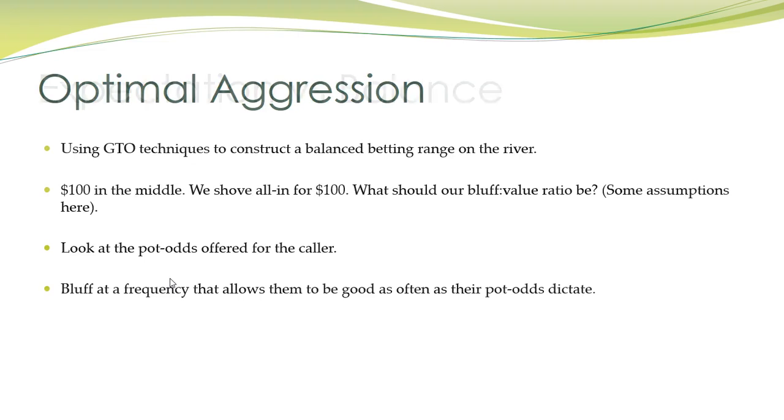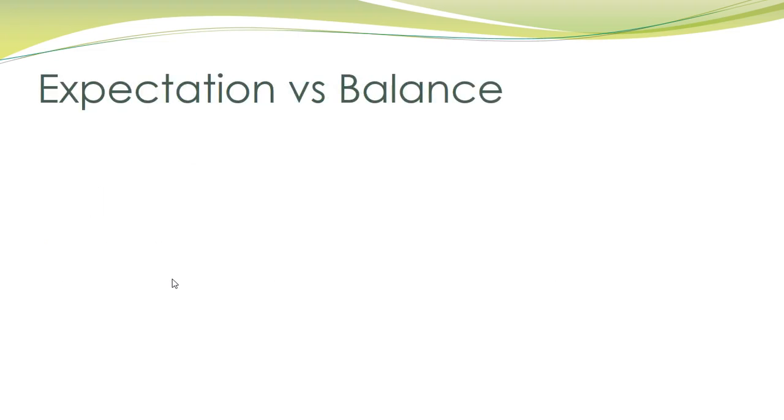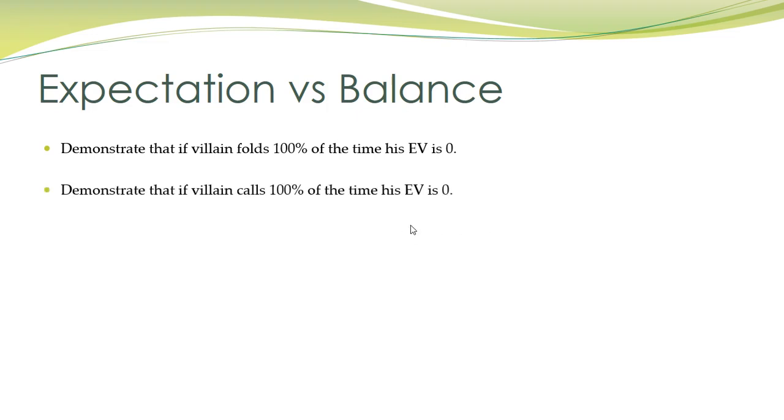When we talk about indifference, it's nice to demonstrate that with a little bit of maths. We're going to be employing some of the tricks we learned in part 6 of this series for calculating expectation. We're going to answer the following 2 questions. Demonstrate that if villain folds 100% of the time, his EV is 0. Now, we're not going to do any maths on that because hopefully we all realize that if someone folds, they don't win anything. Their expectation is 0 in that scenario. So without doing any maths, we'd all agree that if the defender folds, his expectation is 0.